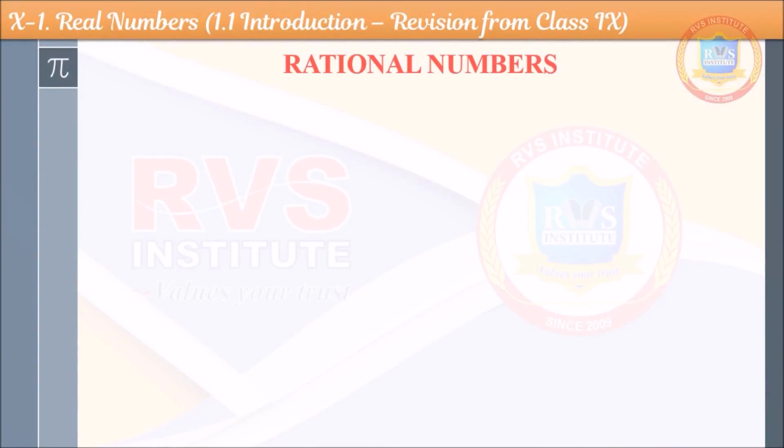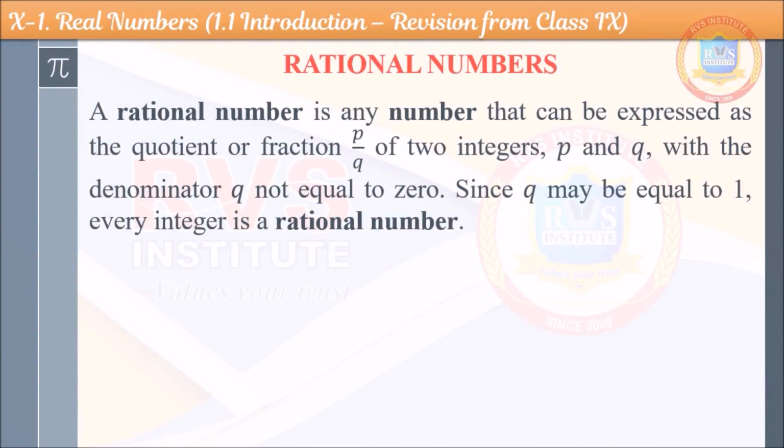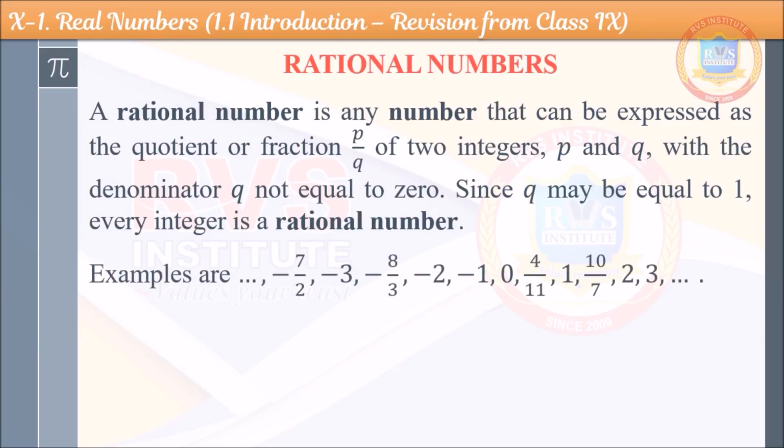Next, rational numbers. A rational number is any number that can be expressed as the quotient or fraction p upon q of two integers p and q, with the denominator q not equal to 0. Since q may be equal to 1, every integer is a rational number. A few examples are -7 by 2, -3, -8 by 3, -2, -1, 0, 4 by 11. These numbers are the examples of rational numbers.